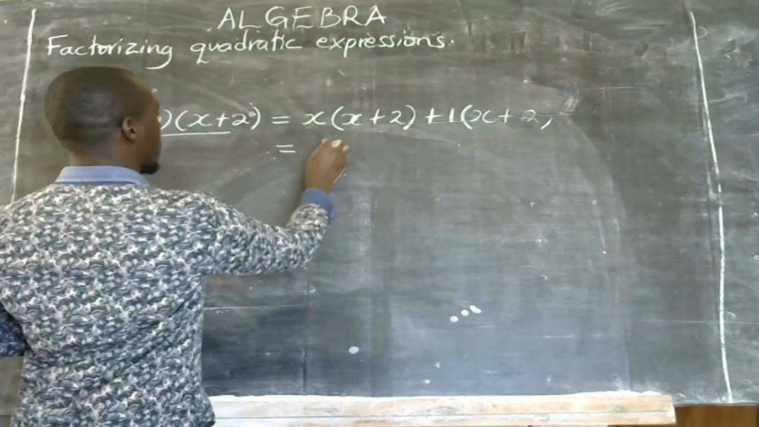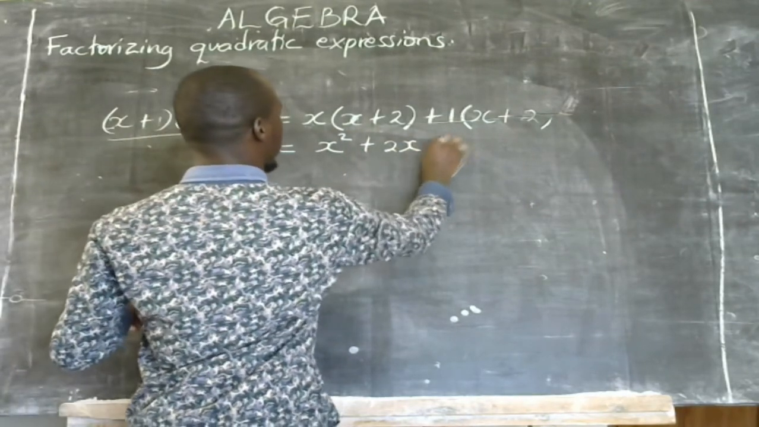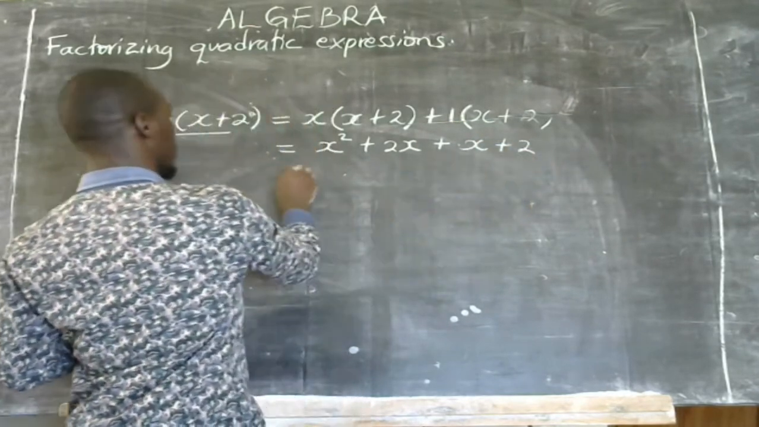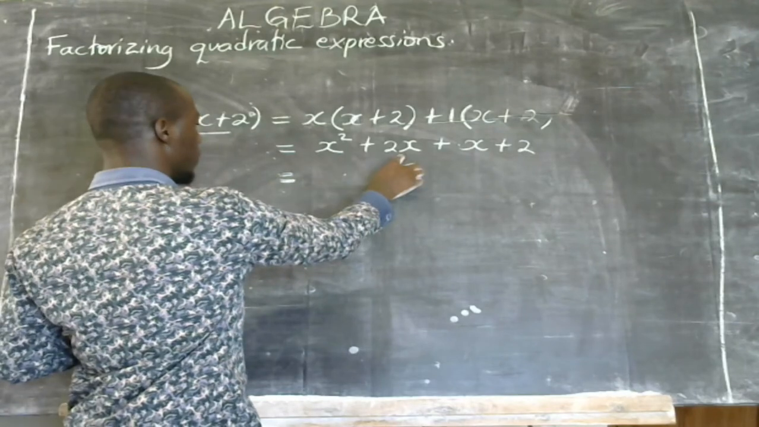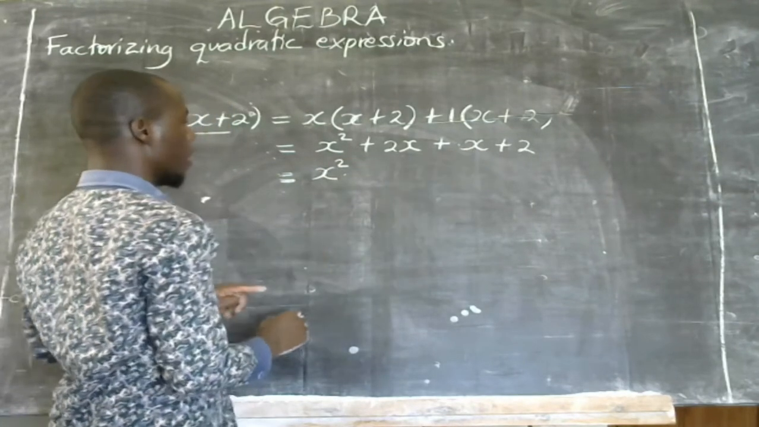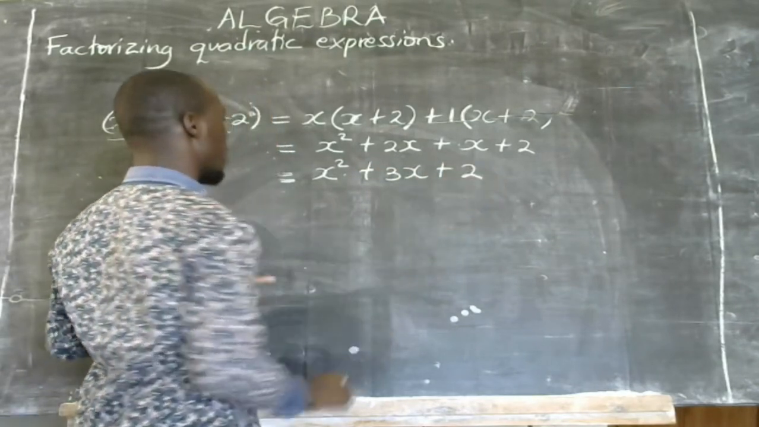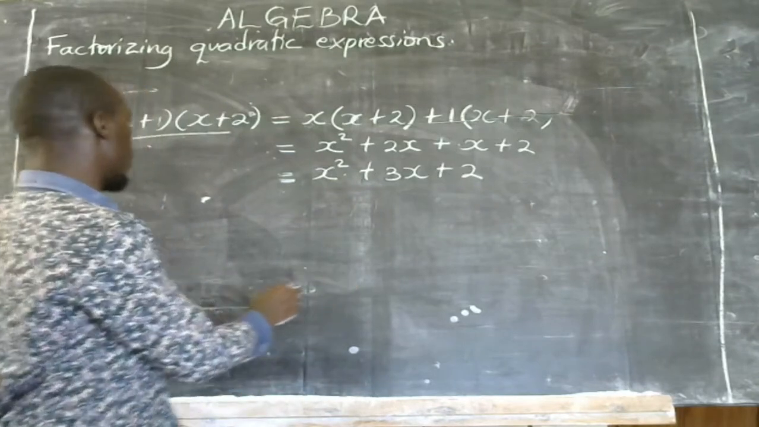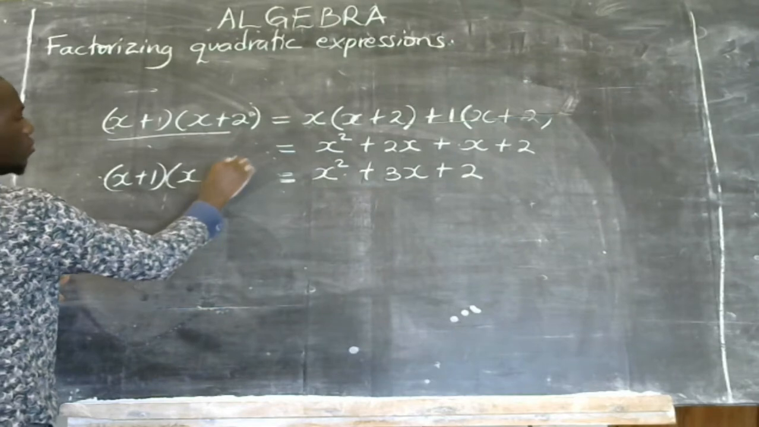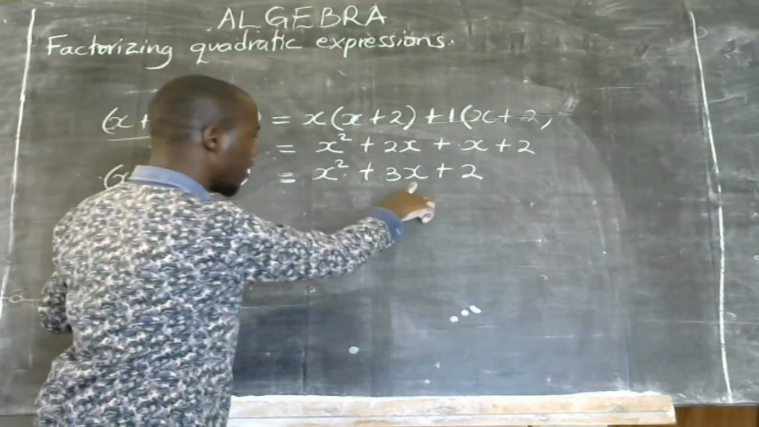Then we opened the brackets to have x squared plus 2x, then plus 1 times anything is that anything. Then we added the like terms, 2x and x, to have 3x plus 2. So the x plus 1 into the x plus 2, when we expanded, gave us that.